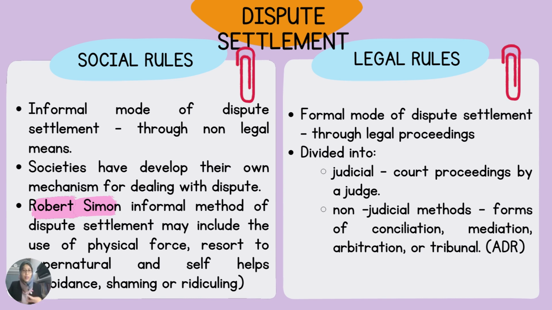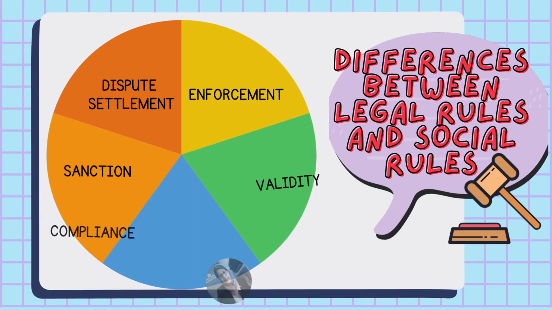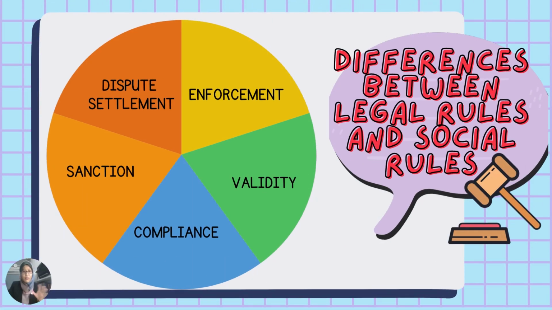We can conclude this part on dispute settlement. Social rules settle the dispute through non-legal means. Legal rules settle the dispute by formal legal proceedings. And I think that's it for the differences between legal rules and social rules. And I really hope that you can understand it.